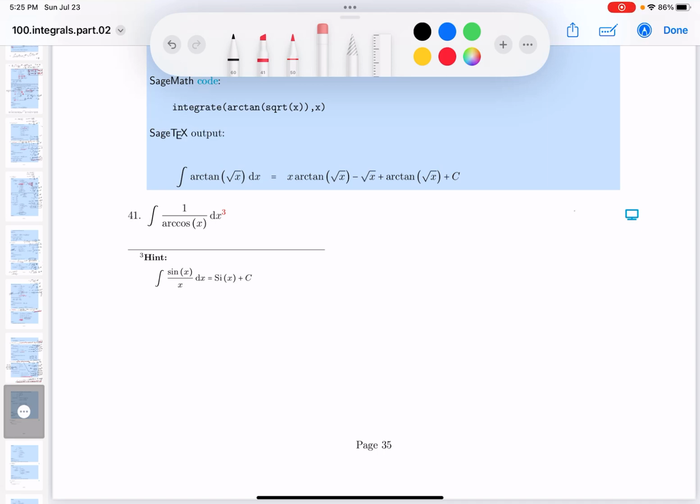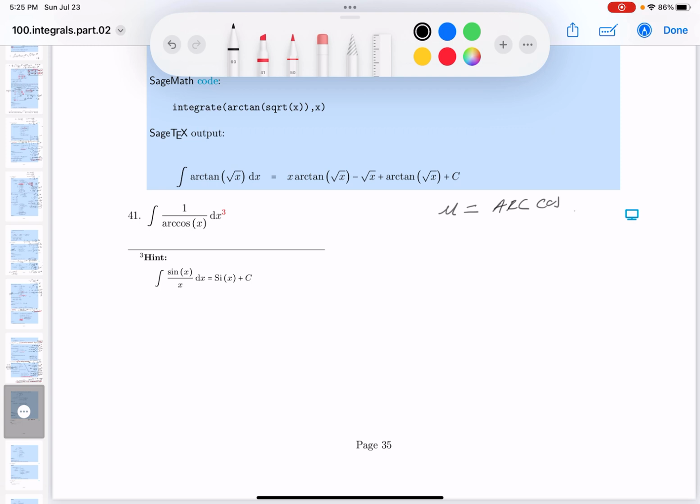Okay, 41. I do see that red 3 there. Students often confuse this with a cubing problem. It's not a cube problem, it's a footnote. And it says, hint, that's something to do with this guy over here. I don't see it. So I'm going to start the problem by trying a u substitution. I'm going to say u equals the arc cosine.